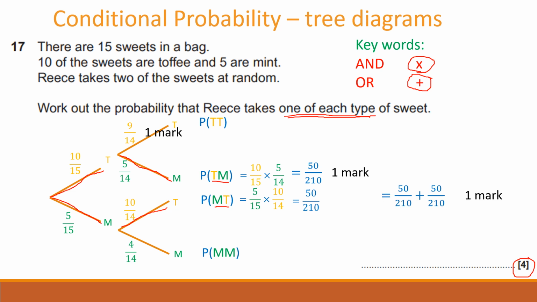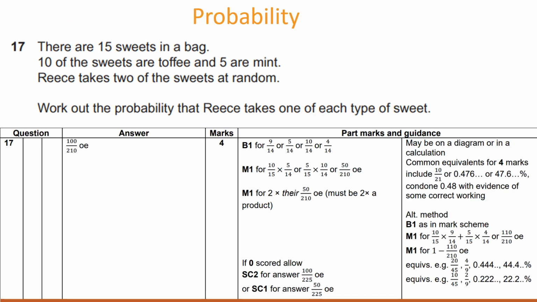So 50 over 210 plus 50 over 210 for 1 mark. Then add the numerators. Remember the denominator stays the same, which gives me 100 over 210, which cancels down to 10 over 21, just taking a 0 off the end of each or dividing by 10. So we have got the 4 marks there, so you can see where the 4 marks have come from.